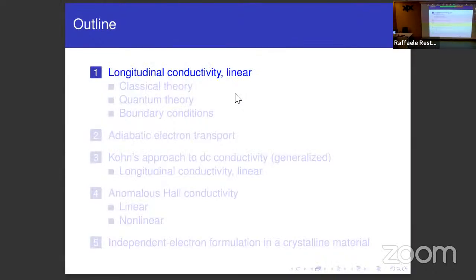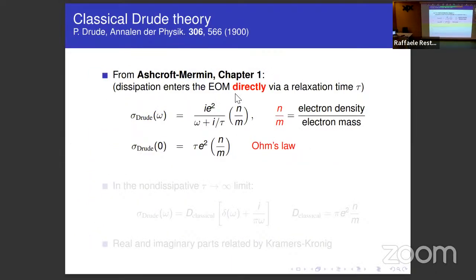Now, the classical theory, which is the first part, starts with the basics, the first chapter of Ashcroft-Mermin. You remember that the Newton equation of motion is solved for one electron, or carrier, moving in a constant field. You can insert dissipation directly in the Newton equation of motion in the form of a relaxation time. And the formula for the conductivity is the following one, which has two material dependent quantities. One is the relaxation time, and the other is the electron density divided by the electron mass. That means it is the inverse inertia of the many electron system.